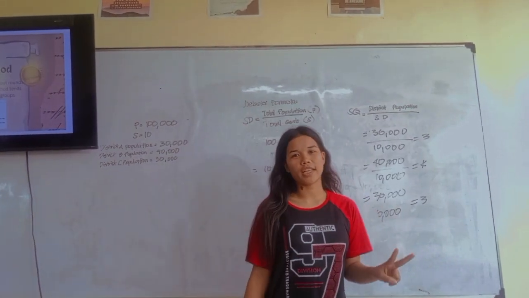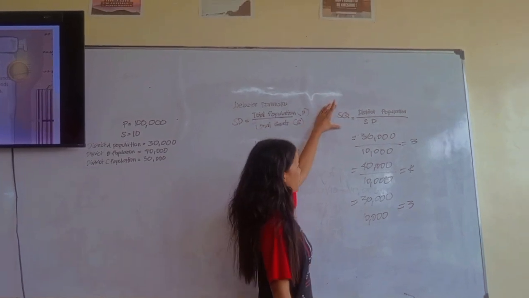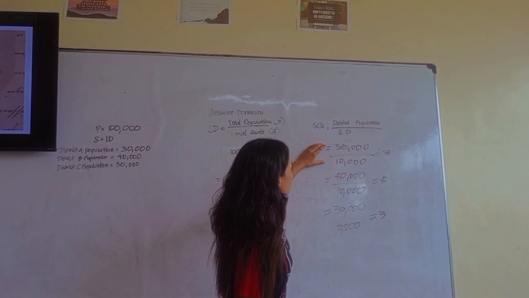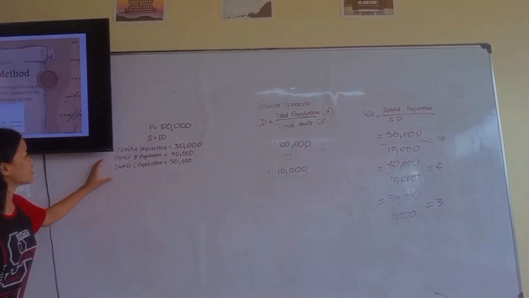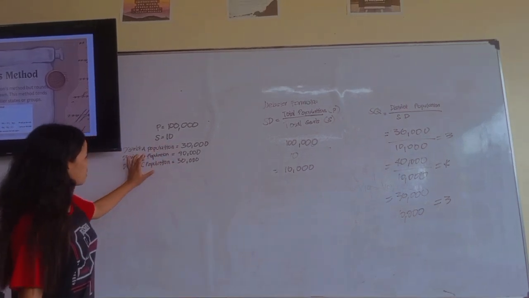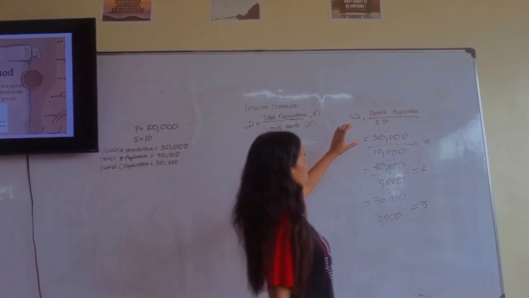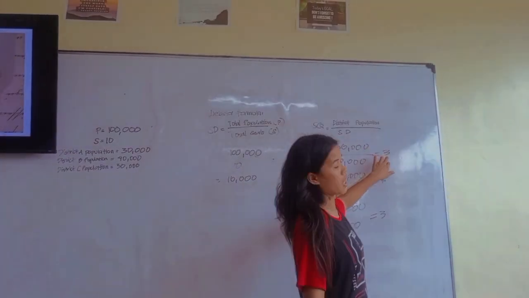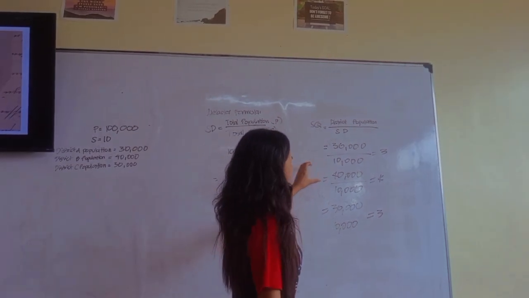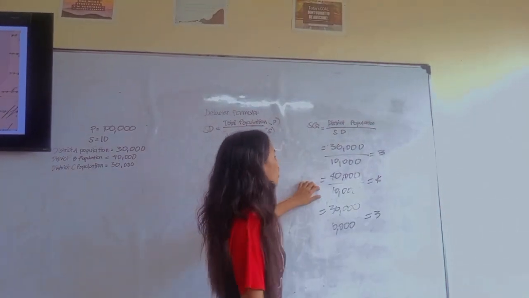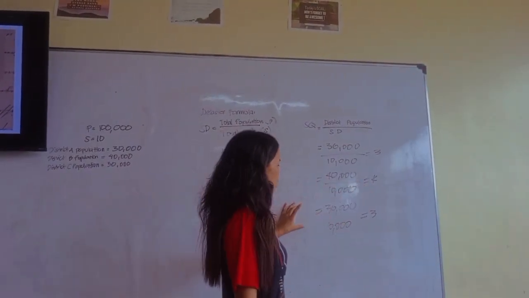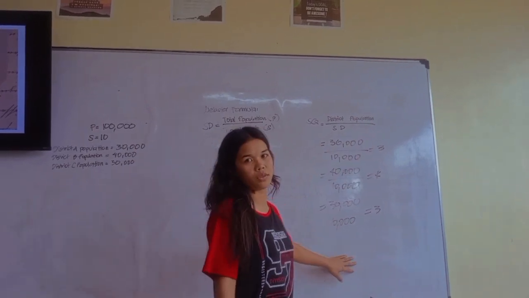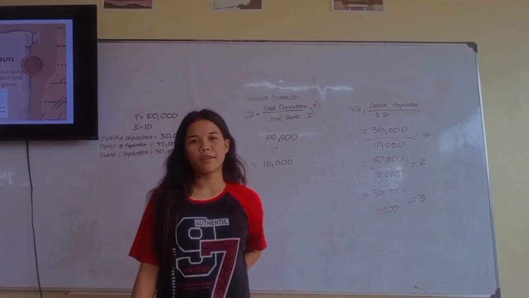The second is to calculate the standard quota. The formula: standard quota is equal to the district population over the standard divisor. District A's population is 30,000, B is 40,000, and C is 30,000. A: 30,000 over 10,000 is equal to 3. B: 40,000 over 10,000 is 4. C: 30,000 over 10,000 is 3. 3 plus 4 plus 3 is equal to 10. That's all of the Webster formula.